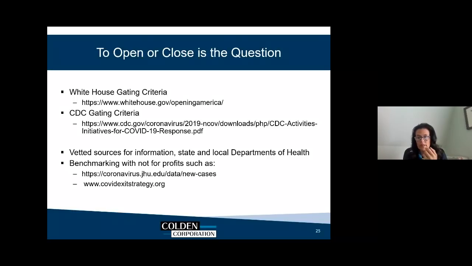COVIDexitstrategy.org is very good, but at the end of the day, we've got to rely on the vetted sources from state and local health departments. Next slide.